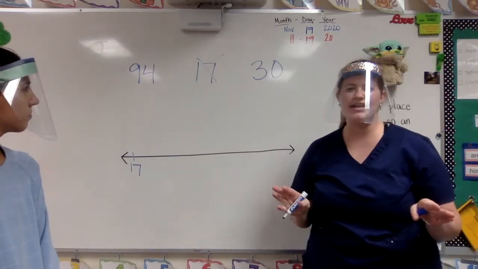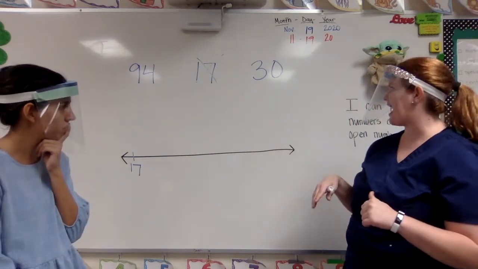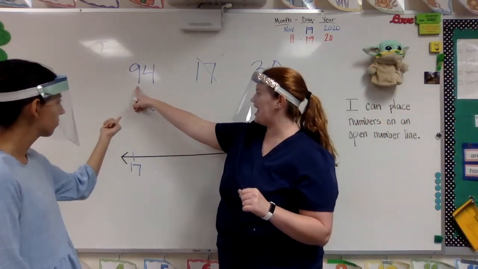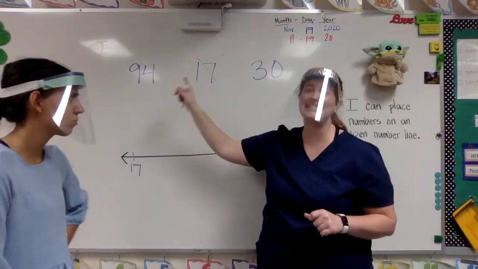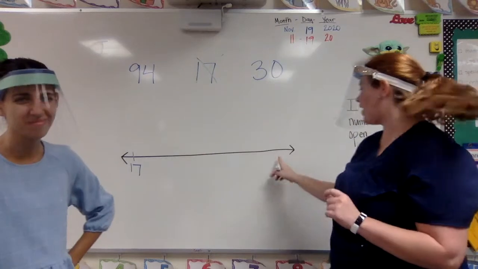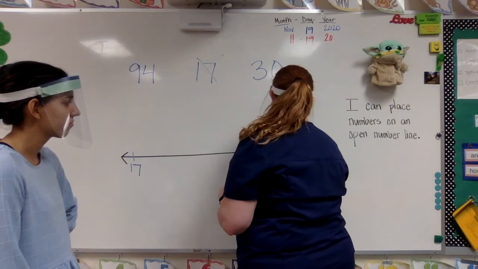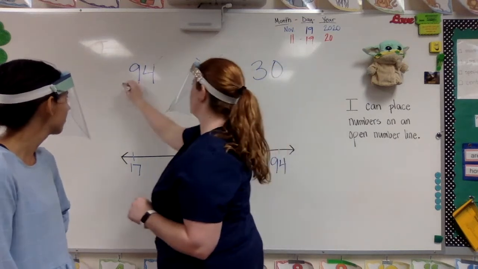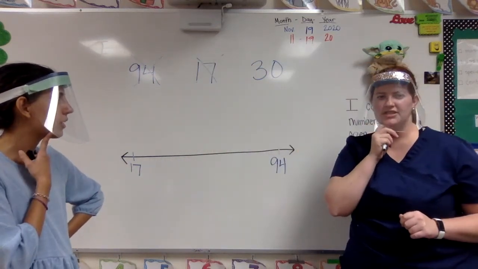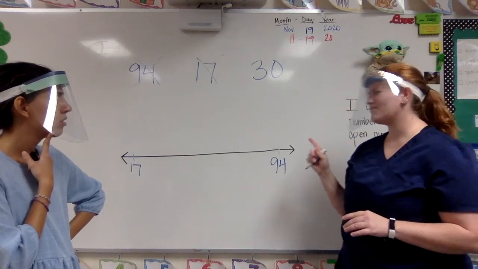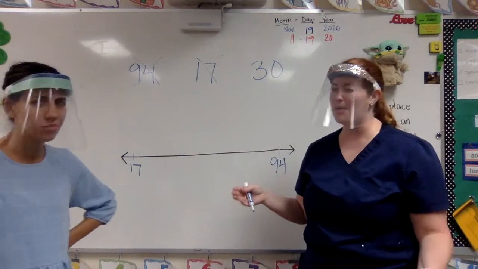Ooh, now I need to find my greatest number. Which one is the greatest that I have? Well, I have 9 tens and 3 tens. Ooh, 9 is definitely greater. So I'm going to bring 94 and just put it on this end right here. 94. 30. You know, I can't just count from 17 to 30 because there might not be enough space.